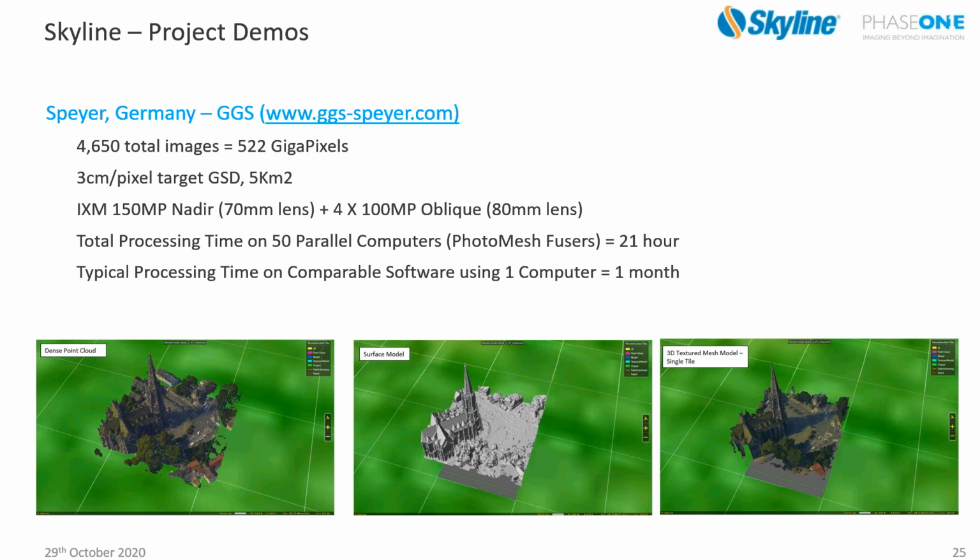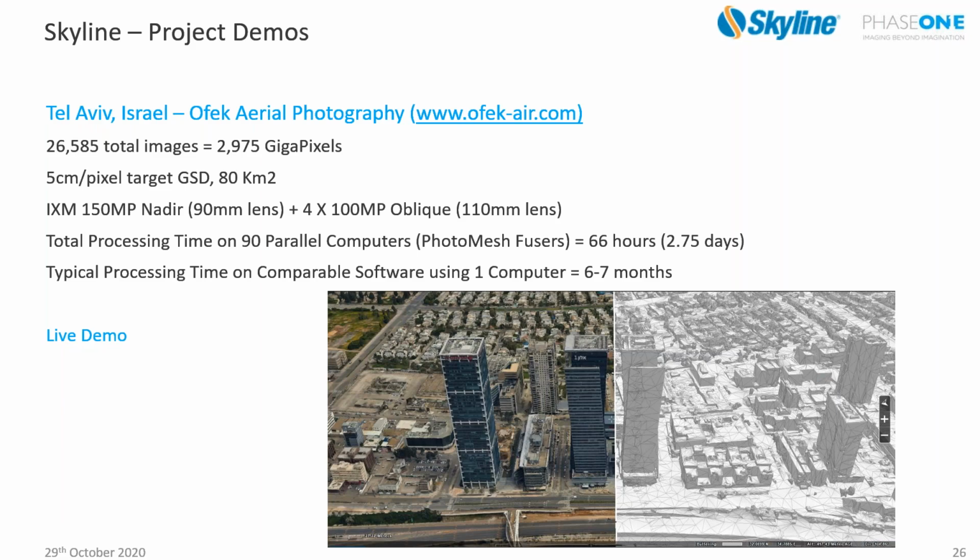So the processing time for this specific project, we ran it on our in-house production where we have almost 100 machines. So in this case, we did not use Amazon, but we ran it on 50 parallel computers, and the whole process took 21 hours, so under a day. Just for comparison, typical processing time trying to run this on a single computer software could be close to a month. So just to give an idea of the scalability of multiple fusers.